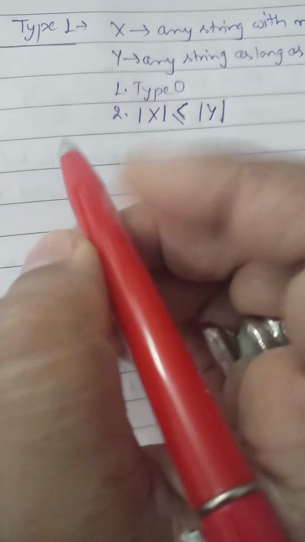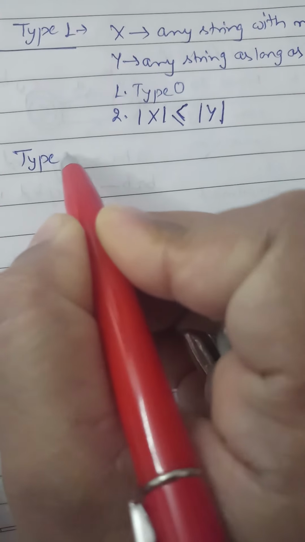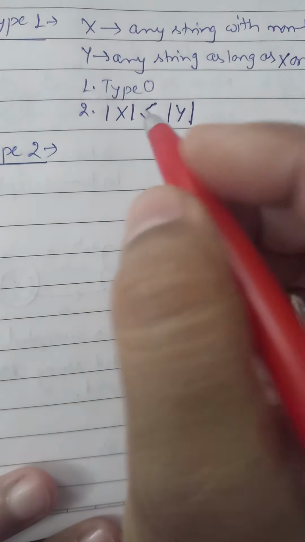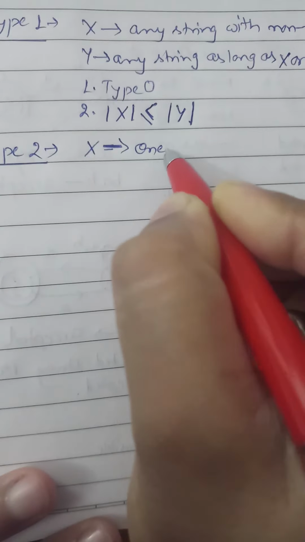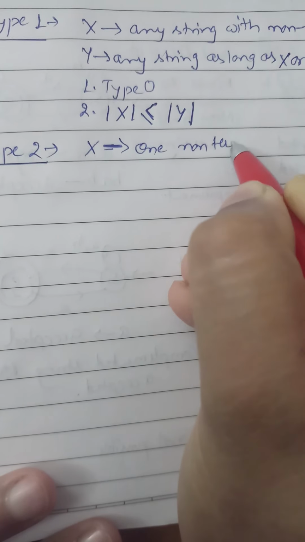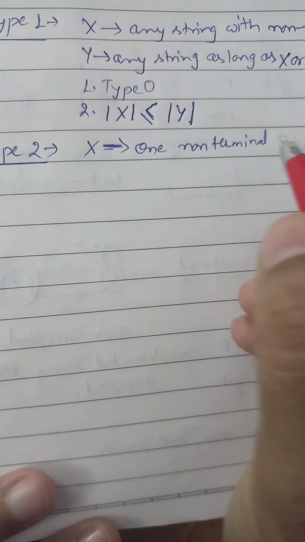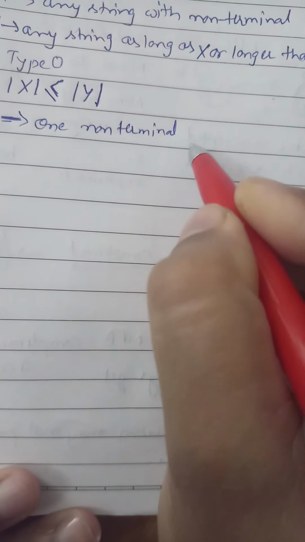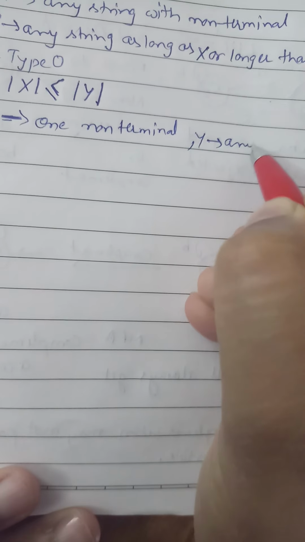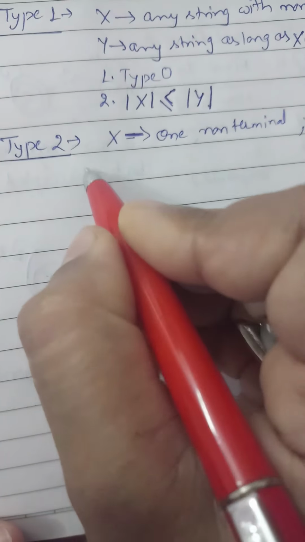So now move to the next. What is the quality of type 2 grammar? Type 2 grammar: x can be one non-terminal, and y can be any string. Y can be any string. So what quality does it have?